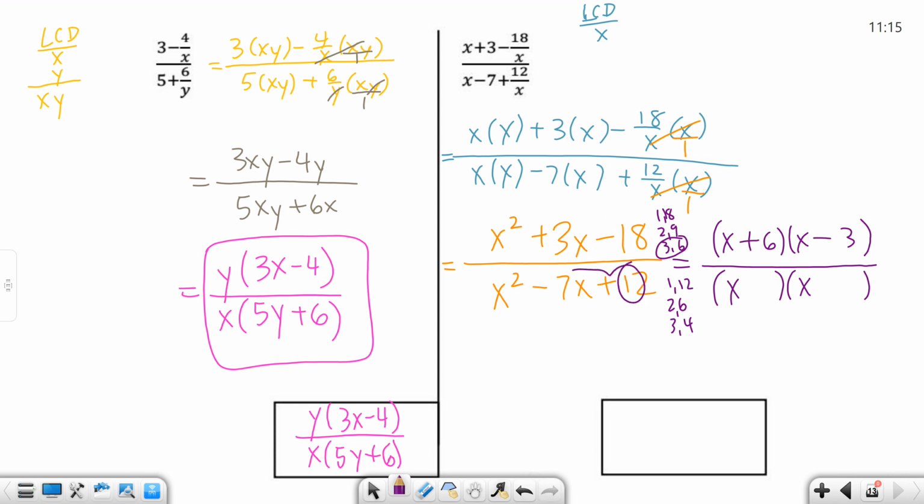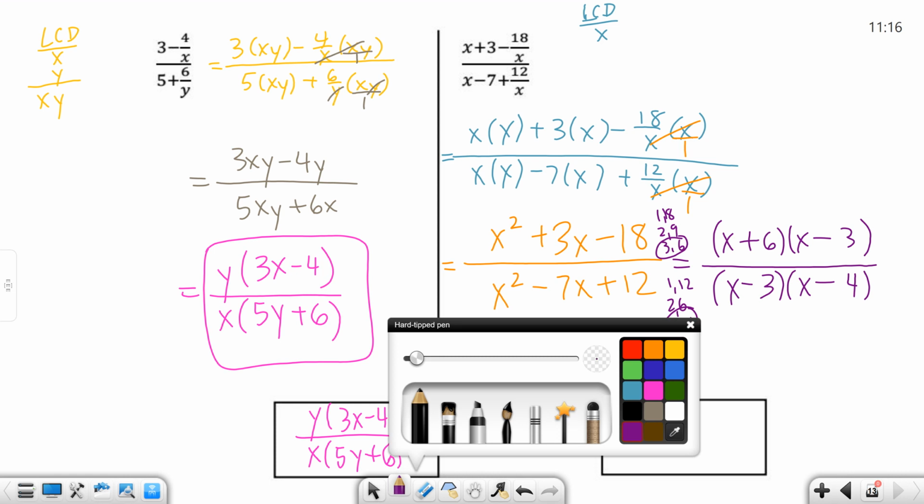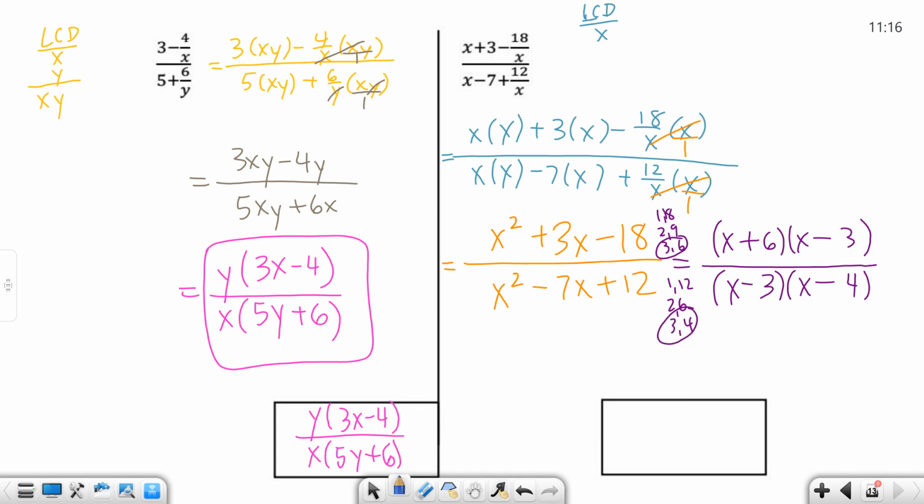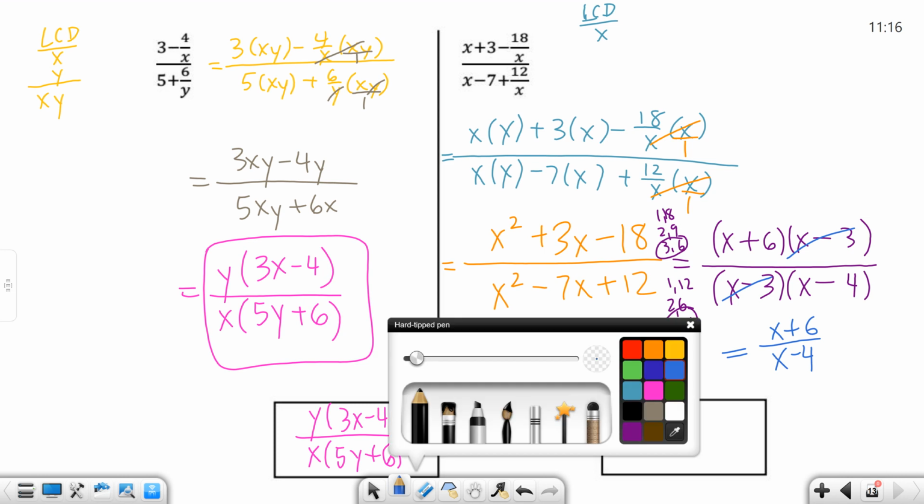Down here, factors of 12 that add to give me 7. That's 3 and 4. And here, this says the signs are the same. They're both this one. So they're both what? Both negative. All right? Do you see anything that divides out here? X plus 6 stays. X minus 3 is gone. And I'm left with x plus 6 over x minus 4.